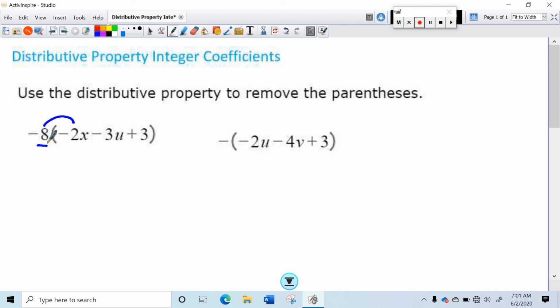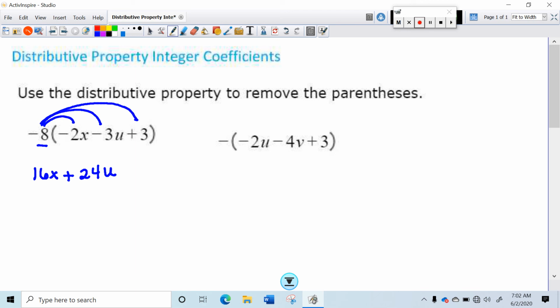So on this one, -8 times -2, well, in that case the two negatives cancel, because if you have two negatives they cancel each other out when you're multiplying. So it's going to be a positive answer. 8 times 2 is 16, and then you've got an x there. Now you go to this one, a negative times a negative is a positive because the two negatives cancel each other out. So it's going to be positive. 8 times 3 is 24, and you have a u there.